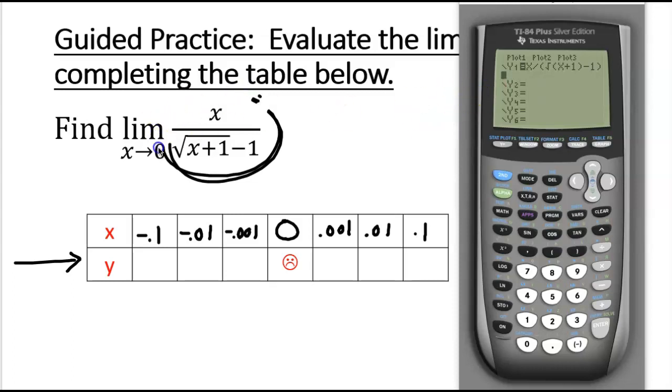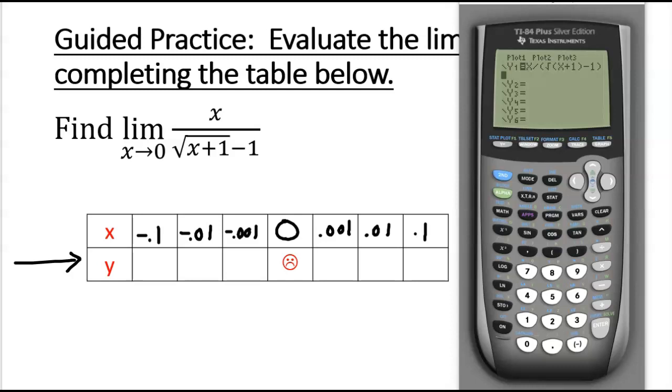So now you guys are going to start finding your y values. See if you know how to go back to the home screen and start entering the y values to get those. Okay. Pause the video here.